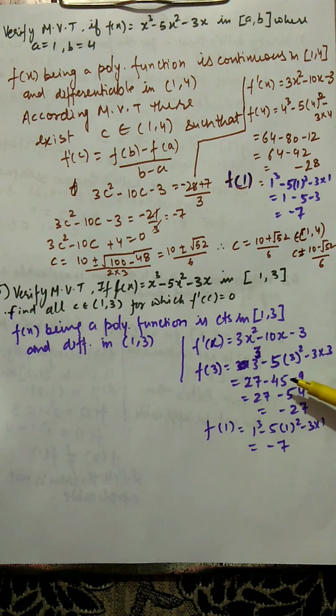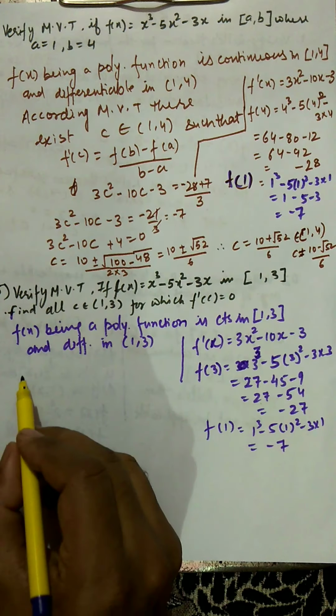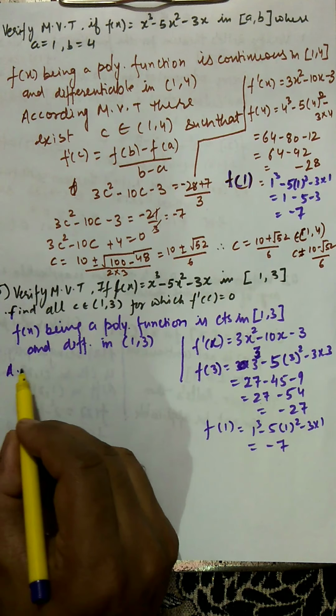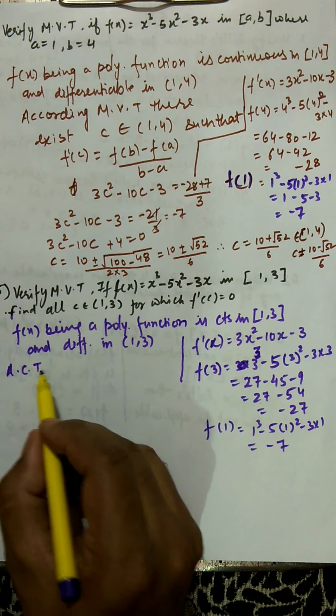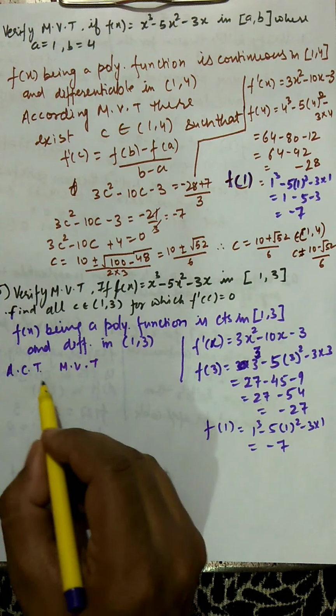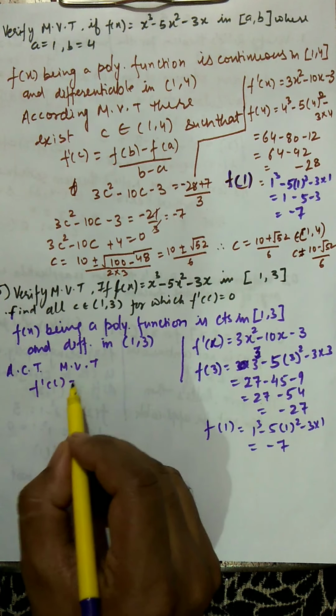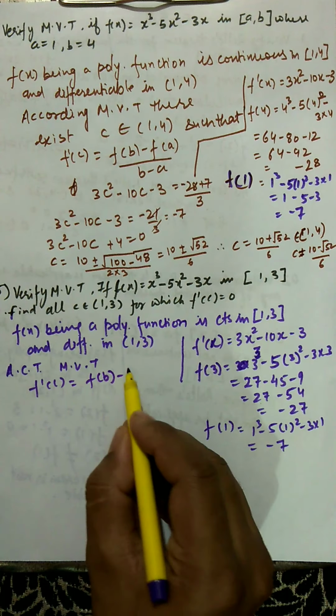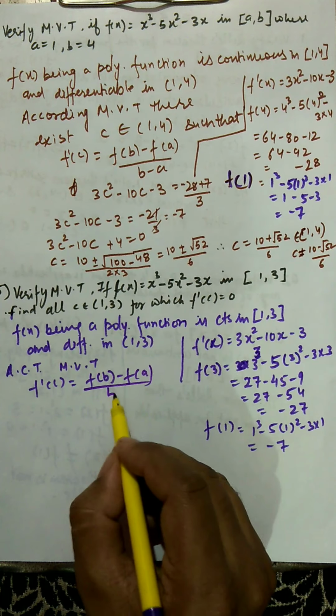So that will be 3 square 9, 9 fives are 45, and this is 9, 27 minus 54, this is 54, 27. So your difference is now minus 27, and f1 is minus 7. Then according to the mean value theorem, f dash c will be equal to fb minus fa upon b minus a.